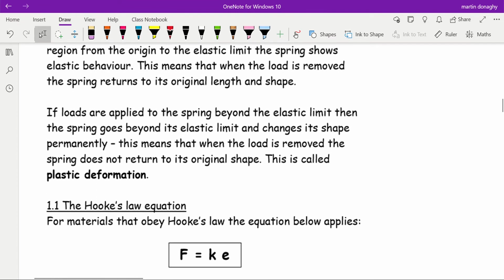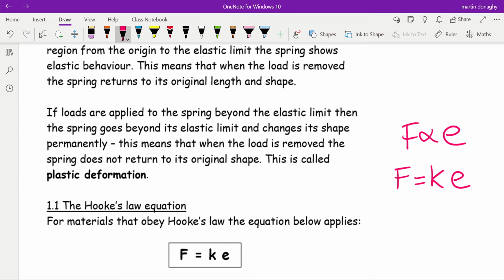So from that we can write that force is directly proportional to extension. Okay, and what we do if two things are directly proportional is we can replace this little symbol that means direct proportionality, and you will be doing this in maths soon enough, with an equals k sign. So any two things that are directly proportional can be related by this type of equation. One variable equals a constant times another variable. Okay, and this is Hooke's law written as an equation.